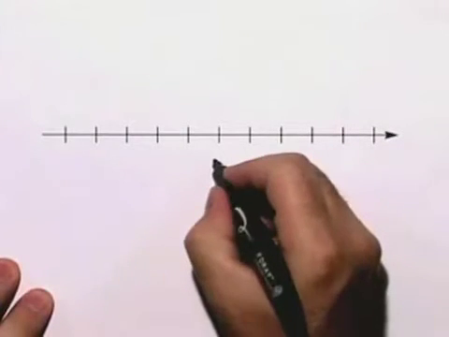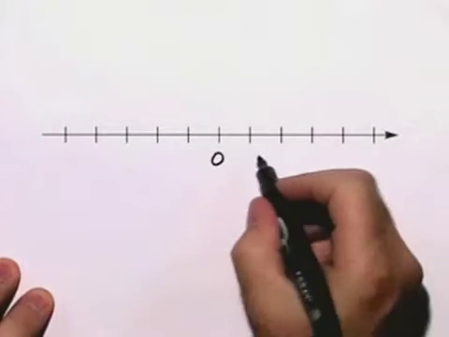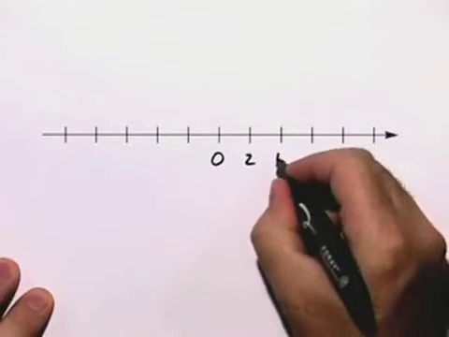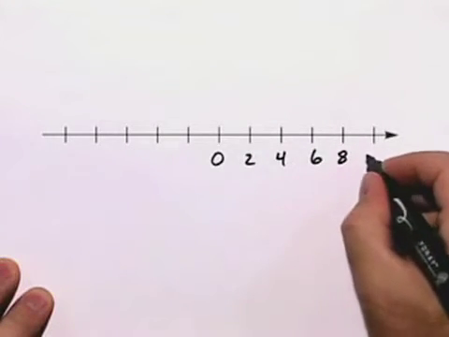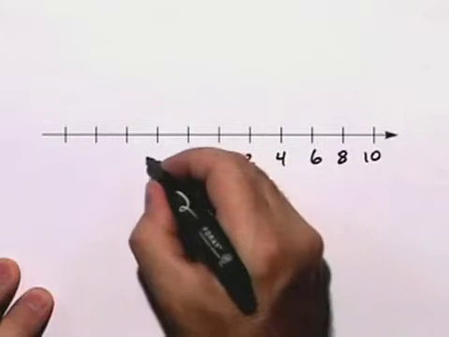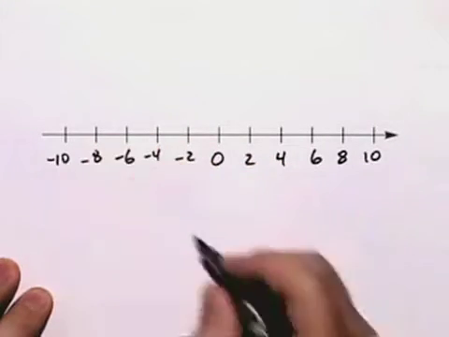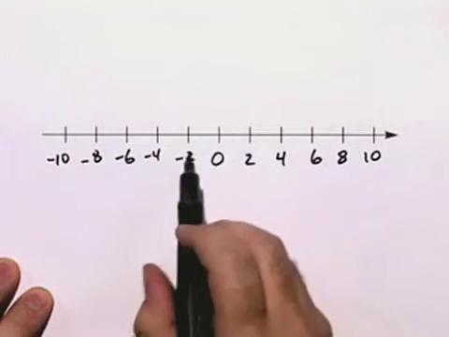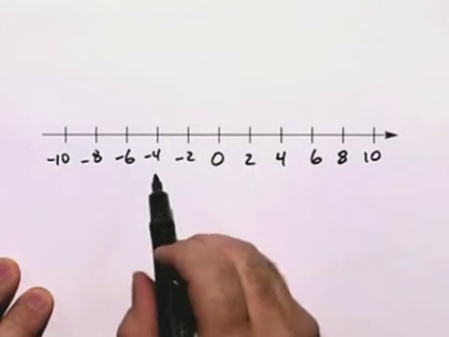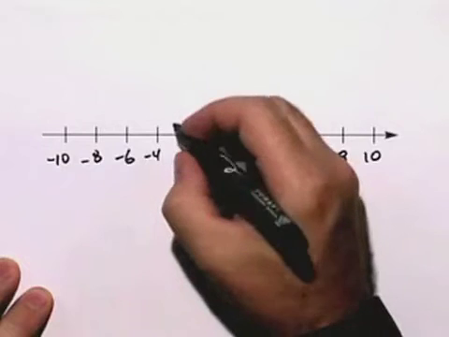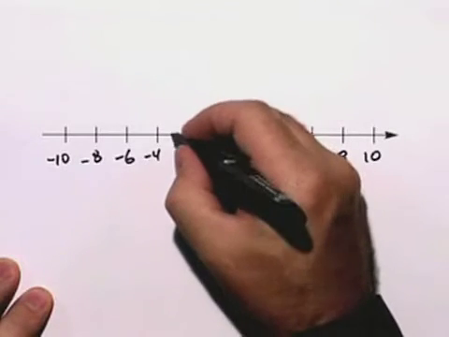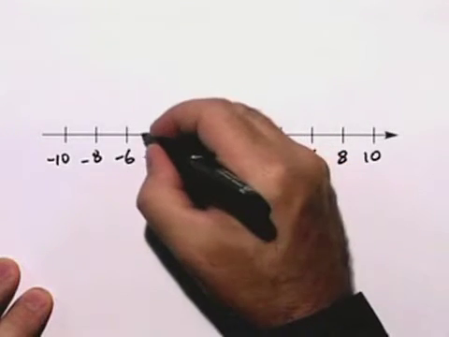So we'll go ahead and use 0 here in the middle. We'll go on a scale of 2. So we'll do 2, 4, 6, 8, 10, negative 2, negative 4, negative 6, negative 8, negative 10. And we had two parts to graph. We have to graph negative infinity to negative 5, including negative 5.